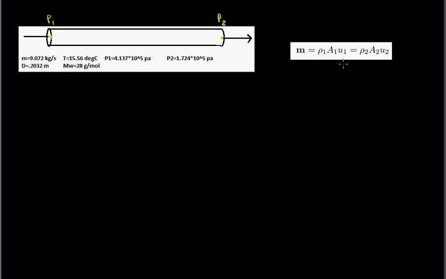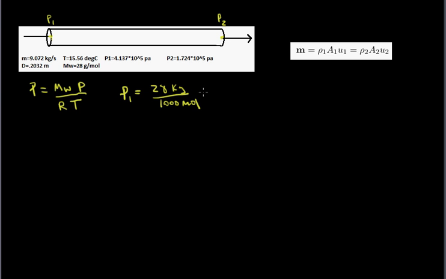We're going to use that relationship, but first we want to use the ideal gas law to determine the density at the inlet and at the outlet. With the ideal gas law, we get this relationship: rho is equal to the molecular weight multiplied by the pressure over the universal gas constant times the temperature. So rho1 is equal to, I'm going to do it in kilograms, 28 kilograms per 1,000 moles.